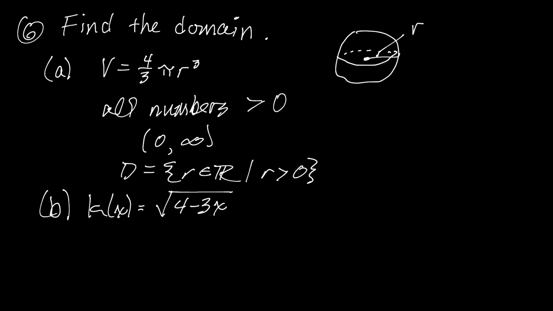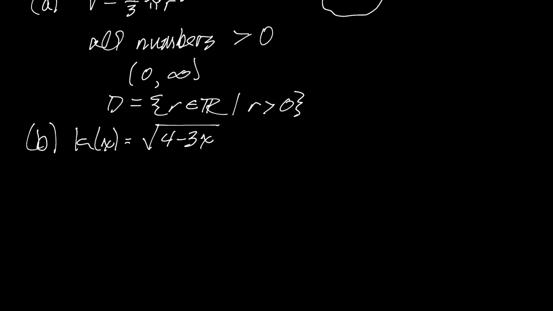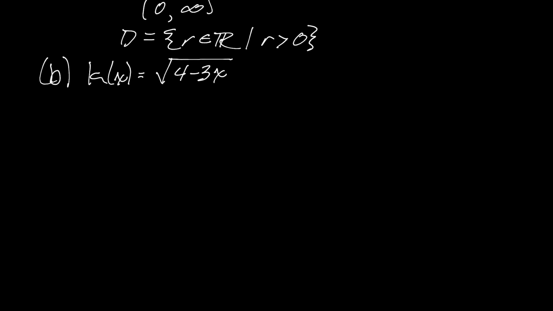So it's personal choice unless a problem is specifying to use one of these forms over the other. So let's look at part B from example number 6. Part B asks: what is the domain of this function? So we're looking at domains.